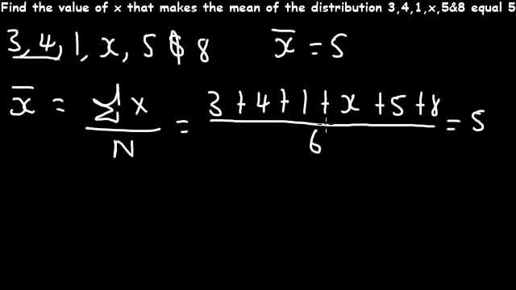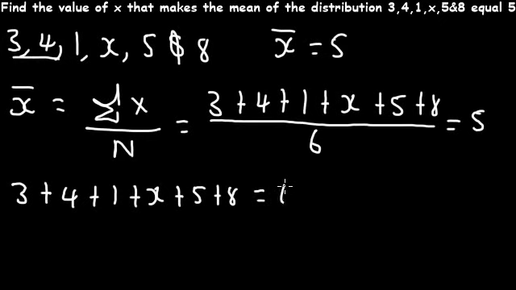Now we can solve this expression by just cross multiplying. If we multiply both sides by 6, or cross multiply, notice that we now have 3 plus 4 plus 1 plus x plus 5 plus 8 equals 6 times 5. Perfect. Now we can add all the values that are addable together.